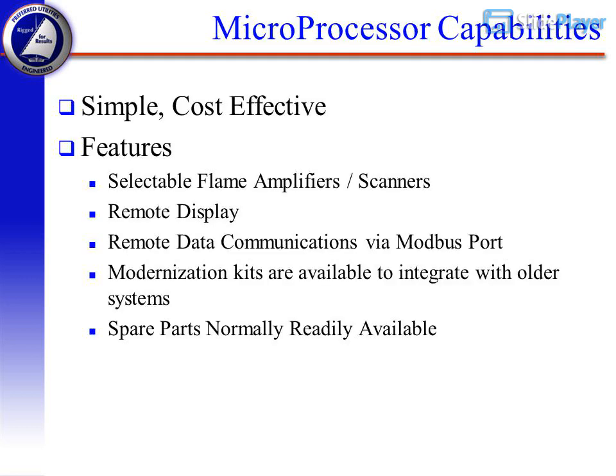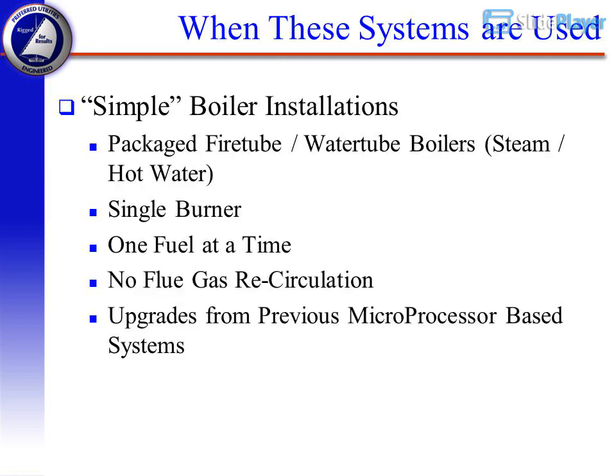Microprocessor capabilities. Simple and cost-effective. Features: selectable flame amplifiers and scanners, remote display, and remote data communications via Modbus port. Modernization kits are available to integrate with older systems. Spare parts are normally readily available when these systems are used.